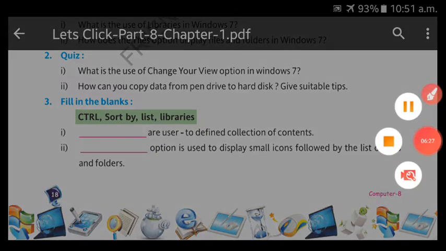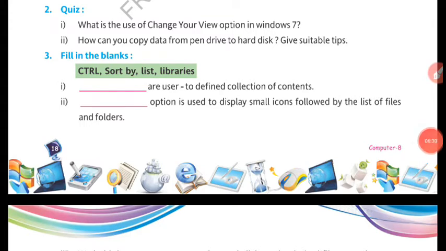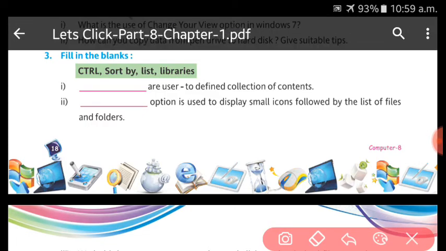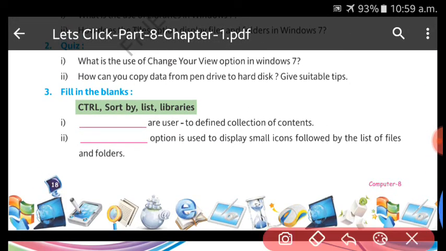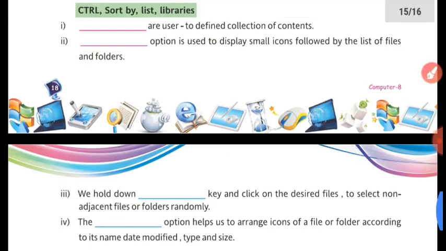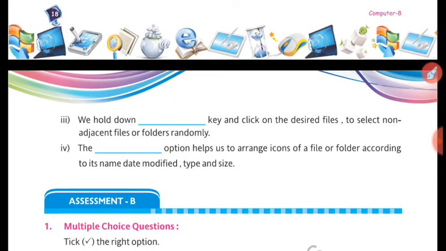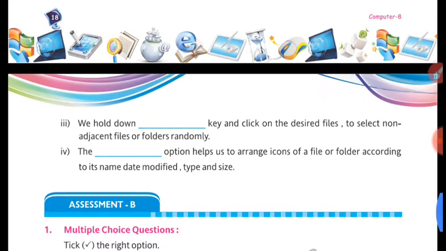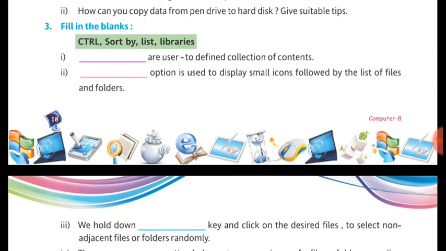So let us go to the second one. Dash option is used to display small icons followed by the list of files and folders. So the answer is list, right? So let us go to the next one. We hold down dash key and click on the desired files and folders to select non-adjacent files or folders randomly. So the answer for this is control.